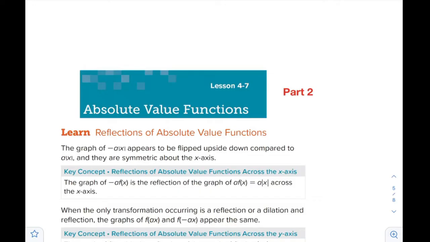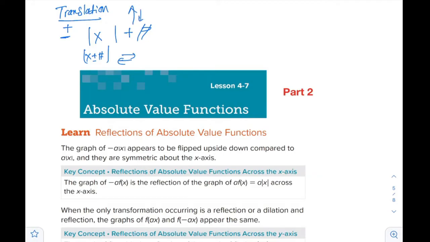In the previous part we studied the translation, الإزاحة, which was the effect of adding or subtracting, whether inside the bracket or outside the bracket. For example, x plus or minus a number inside. This is called translation, and that means it will move left or right here, and here it will move up or down if it is outside.